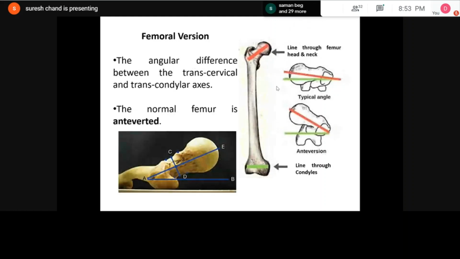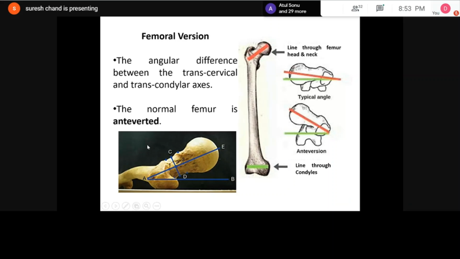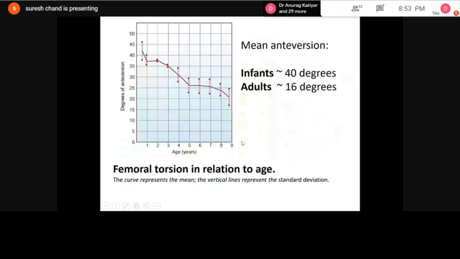So when we talk about femoral version, it is the angular difference between the transcervical and transcondylar axes. Transcervical means the axis of the neck and transcondylar means the axis of the condyles of the femur. A normal femur is anteverted. If you remember during our anatomy classes, we can easily make out that the femur is anteverted. The neck is slightly ahead compared to the shaft and the condyles. So the femur has a normal 15 to 20 degrees of anteversion.